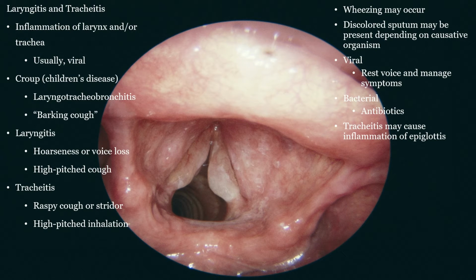Laryngitis is usually from a virus and causes loss of voice. Tracheitis is much more severe and can inhibit breathing. Patients with this will have a high-pitched cough. Children with croup will have a barking cough. If laryngotracheitis is due to bacteria, then it could lead to epiglottitis and the need for a tracheotomy.